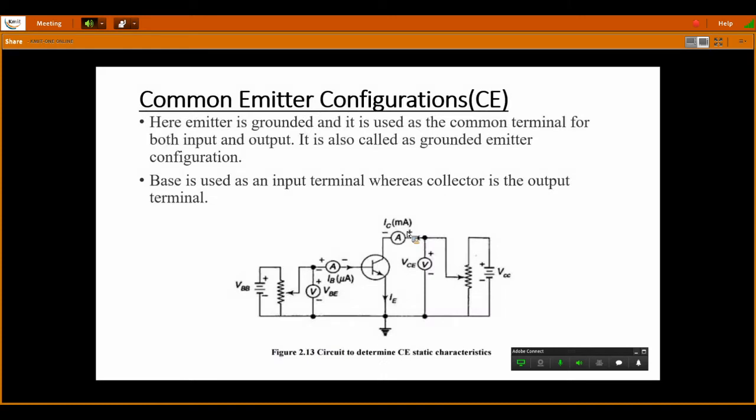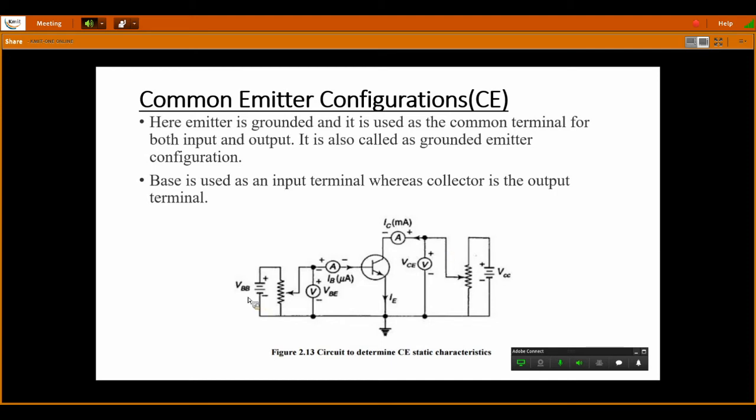Next, common emitter configuration. Like the common base configuration, here we take the emitter terminal as connected to the ground, or common. So now I took the emitter as a common terminal between your input and output terminals, and it is connected to the ground. So here the base is the input terminal and the collector is the output terminal.